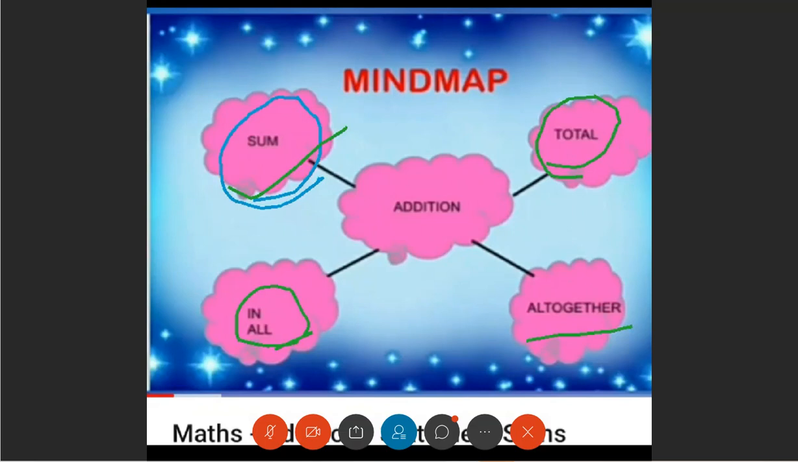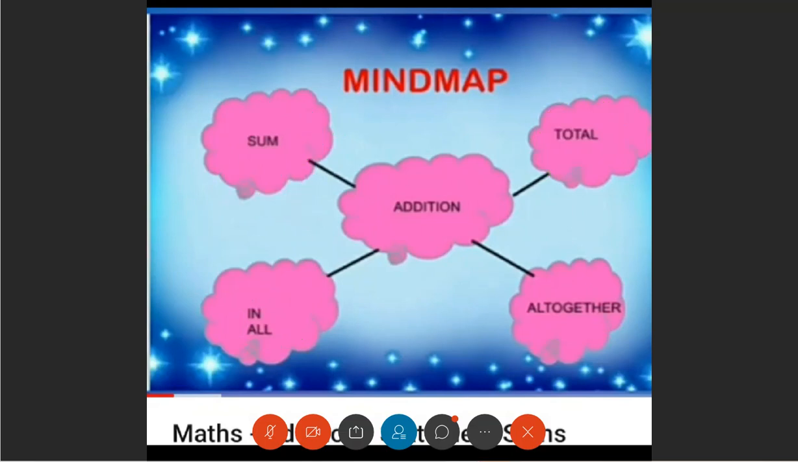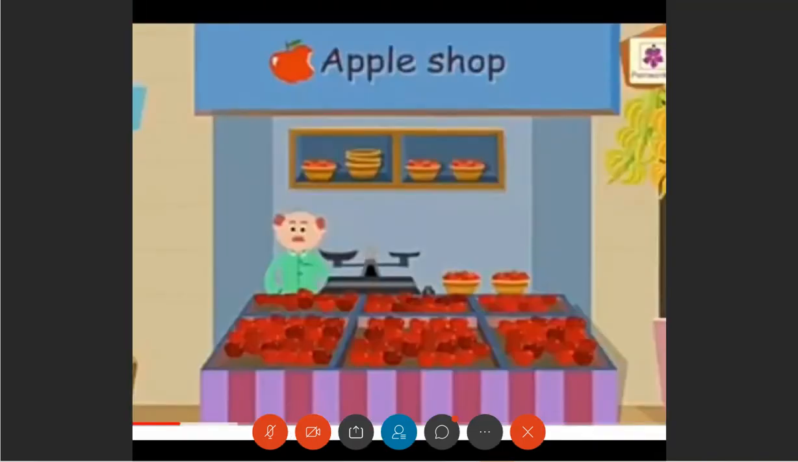Now, let's start our simple sum. Come on, children, join with me. There is an apple shop. You can see it, children. There is an apple shop, and one man is there who is selling apples. His name is Jamia, and he is selling the apples. Now he wants to know.